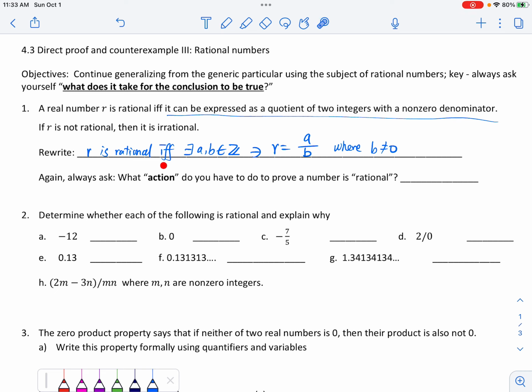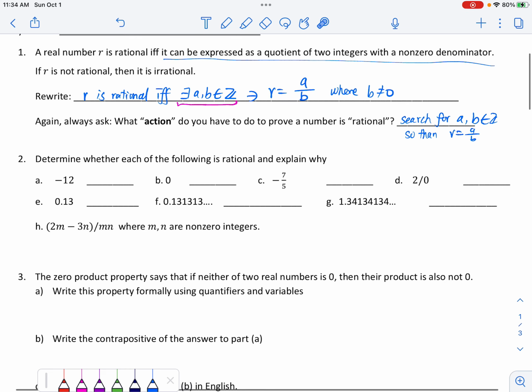Okay, and then when you look at this definition, the symbolic form, what kind of action do you have to do to prove that a number R is rational? In other words, this is your task, right? You need to search for A and B, basically, so that R is equal to A over B. And by the way, A and B have to be integers.